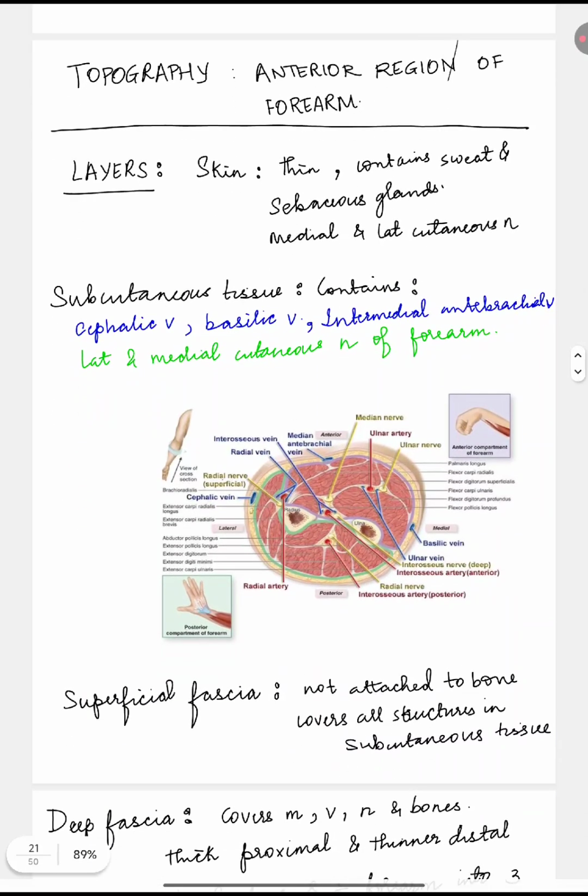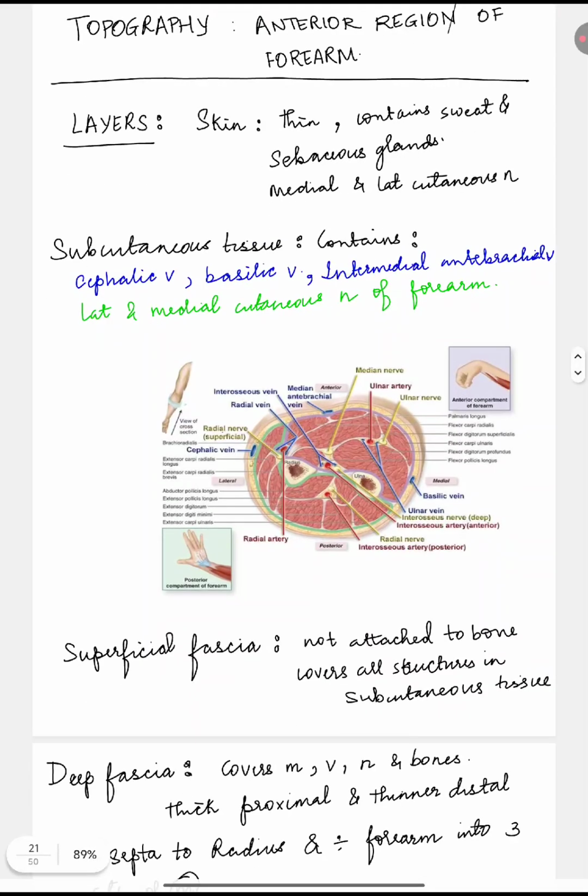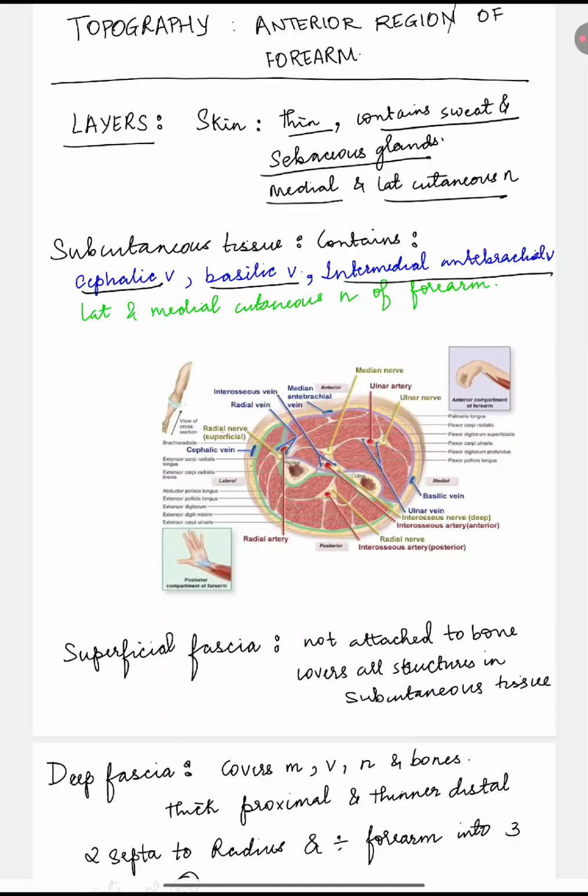We would study topography of this region. Layers, skin, it is thin, contains sweat and sebaceous glands, medial and lateral cutaneous nerve is present. In the subcutaneous tissue, it contains cephalic vein, basilic vein and median antebrachial vein.